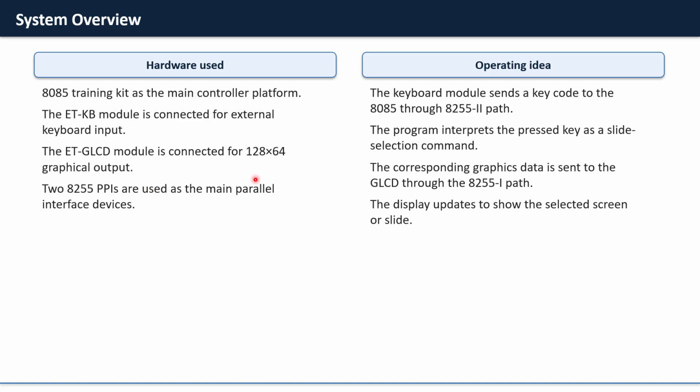We will talk about how the GLCD and the ETKB module work in detail in the further slides. The operating idea is simple: the 8085 sends the keyboard module's corresponding interactions through the 8255 number 2 path, and to the GLCD on the 8255 number 1 path. Okay, moving on to the next slide.